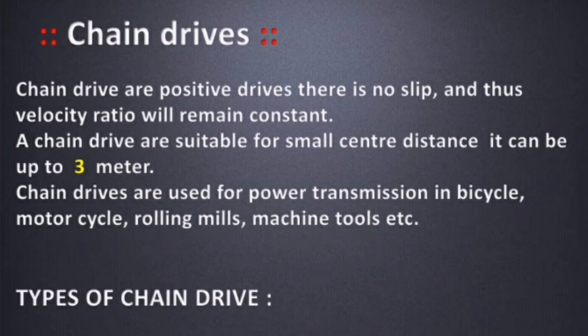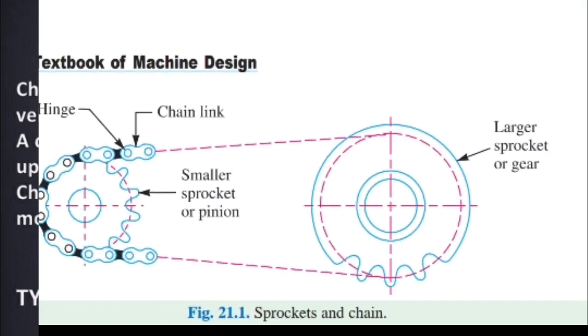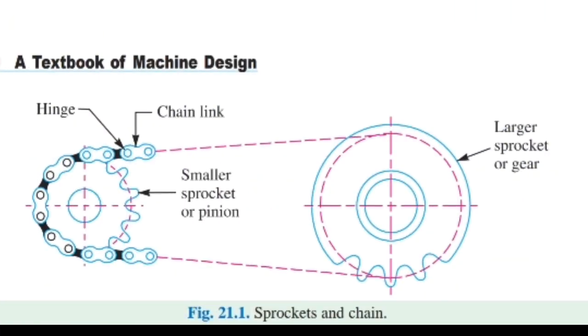And next we are going to see the arrangement of a chain drive. If you look at this diagram, here we have two sprockets. One is the smaller sprocket and the other is the larger sprocket. The smaller sprocket is called the pinion and the larger one is called the gear. The two sprockets are connected with the help of a chain.